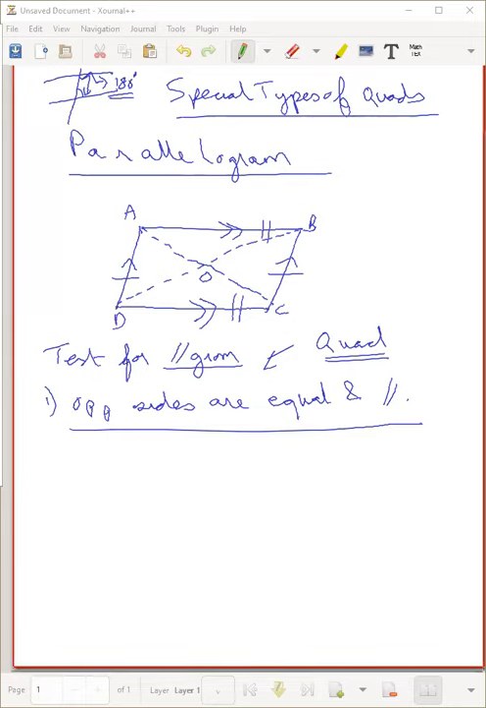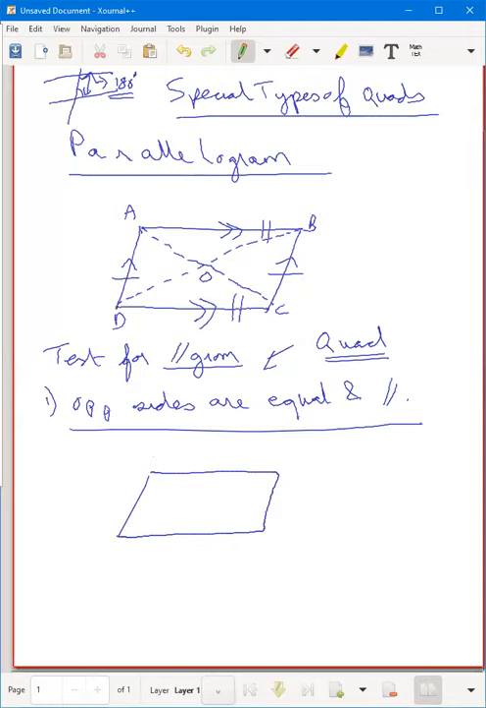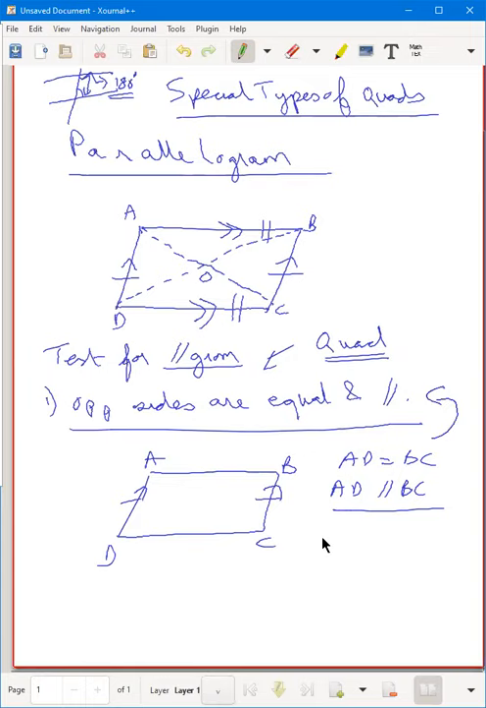Is this property holding true for this parallelogram ABCD? I'm given that AD is equal to BC, and AD is also parallel to BC. Is this a parallelogram? Yes, sir. Using this I can show that. But is this a rectangle? No. So can I use this property for proving that it's a rectangle?